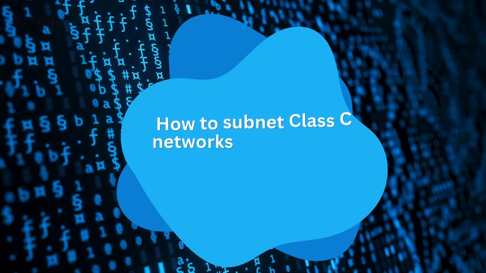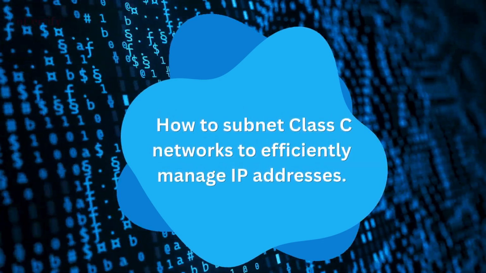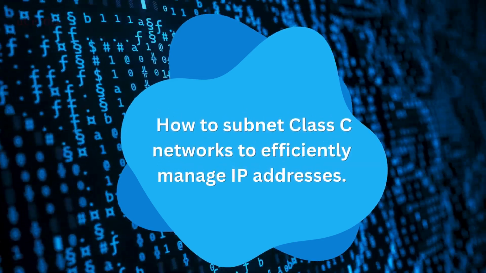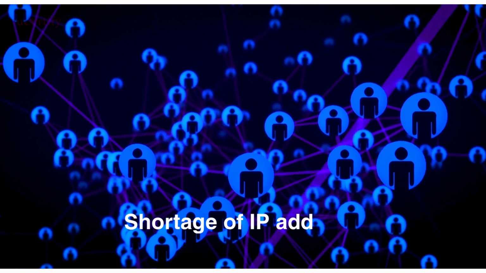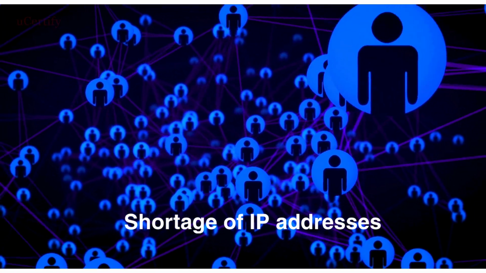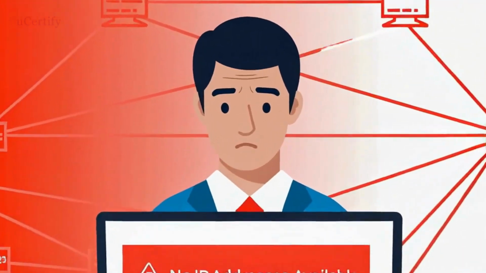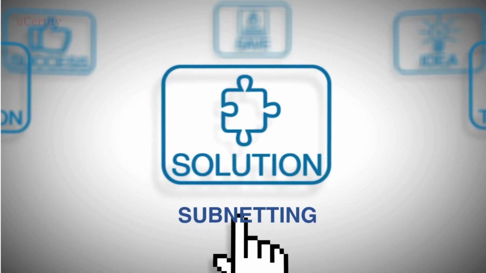In this video, we will learn how to subnet Class C networks to efficiently manage IP addresses. Companies often face a shortage of IP addresses, especially with the explosion of connected devices, leading to network congestion and connection failures. Subnetting is a smart solution to this problem.